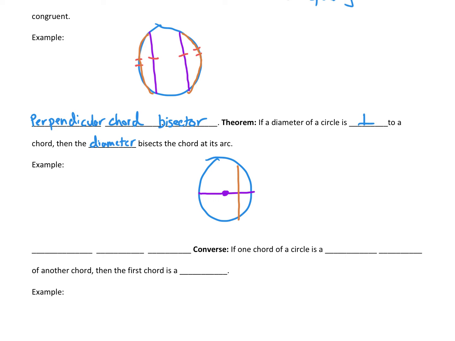And if the diameter bisects the chord, that means they make a nice 90-degree box. We can say that the chord itself is bisected here and here, so it's congruent on both sides of the diameter.